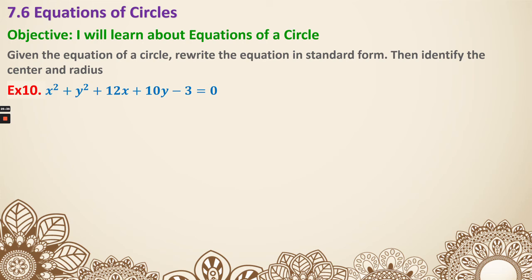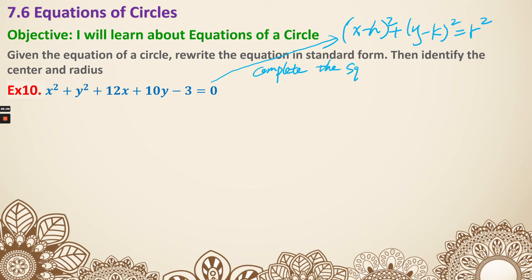Next. This time we're given an equation of a circle, but it's not exactly in the standard form. Again, the standard form looks like (x - h)² + (y - k)² = r². That's the standard form. This doesn't look like that. The process to change from what we have into standard form is going to be completing the square. That's why we reviewed it at the very beginning. So now let's have a look.